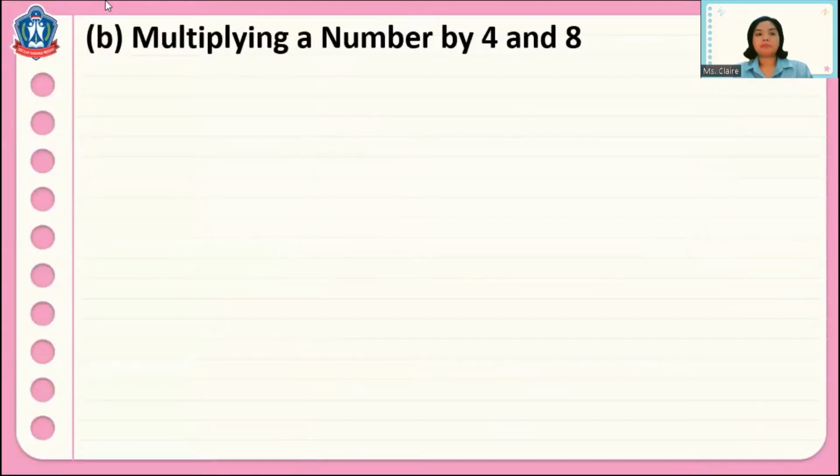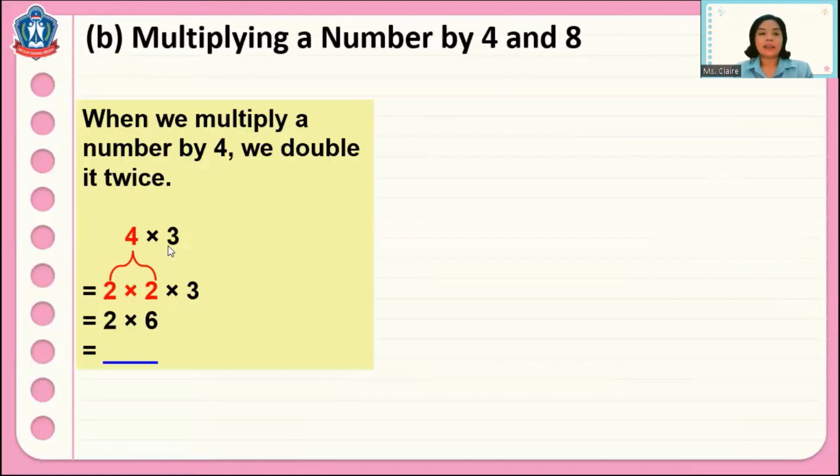Another, we have multiplying a number by 4 and 8. When we multiply a number by 4, we double it twice, like this. 4 times 3. Our 4 here is equal to 2 times 2. So 2 times 3 first, we got 6. Therefore, 2 times 6 equals 12.